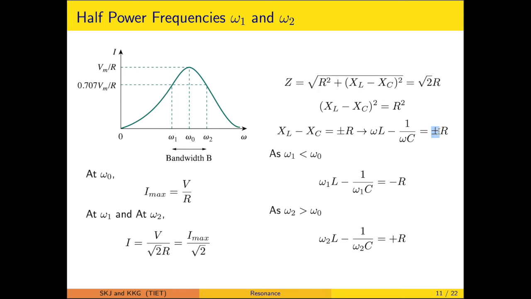Here the plus minus sign of this resistance is important, and that has to be analyzed. At omega 1, the nature of the circuit is capacitive, so the net impedance is coming out to be negative R. So we will be keeping this minus sign for the capacitive region, or you can say the lower half power frequency. Similarly, this is the upper half power frequency, and the positive sign is considered. Here the behavior will be inductive.